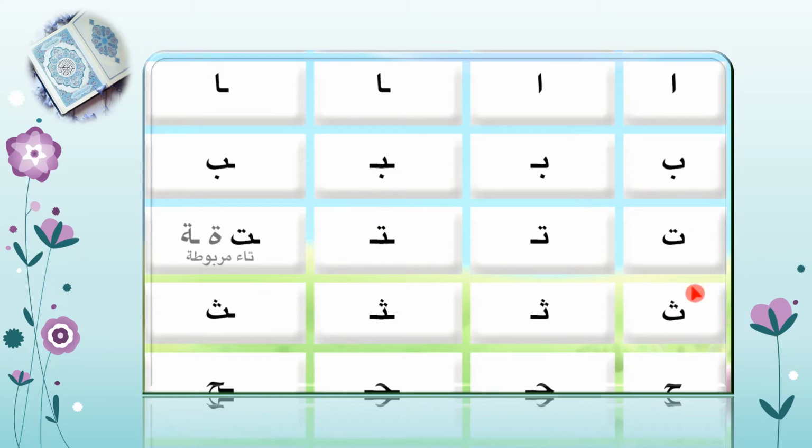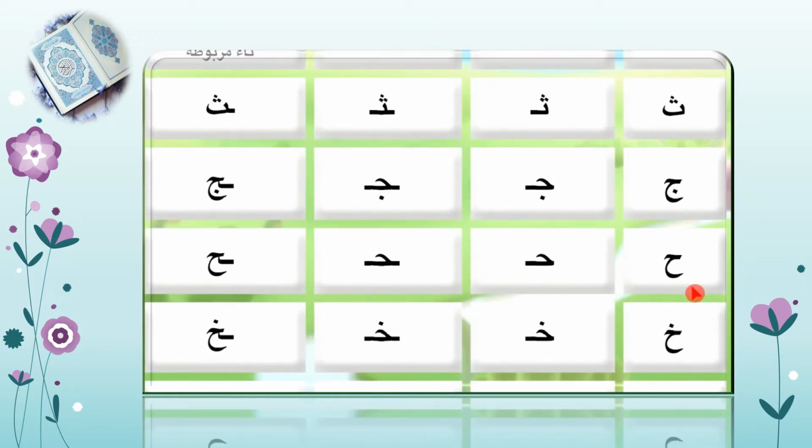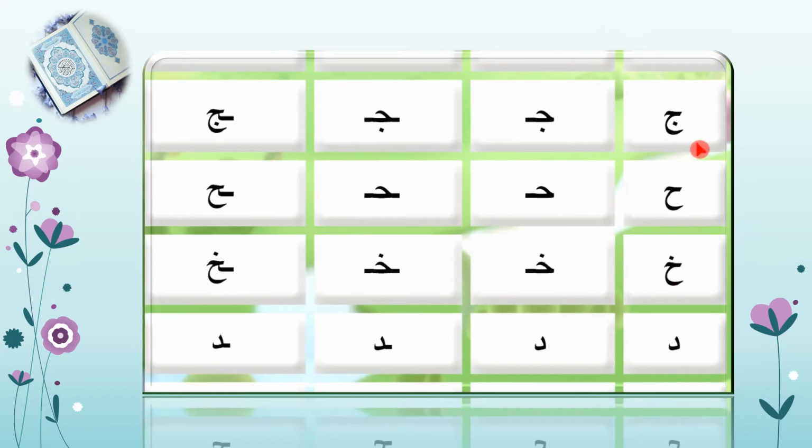Then we move to the next group, Jim, Ha, Kha. In Jim, we have the dot in the middle. In Ha, no dots. In Kha, strong letter, so it's carrying its dot on the top. If I want to memorize these 3 shapes, we can say like this: Jim in the middle, Ha, no dots, Kha, carry on his dot on his head.